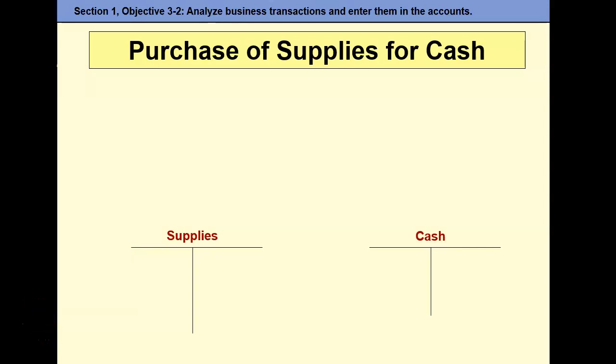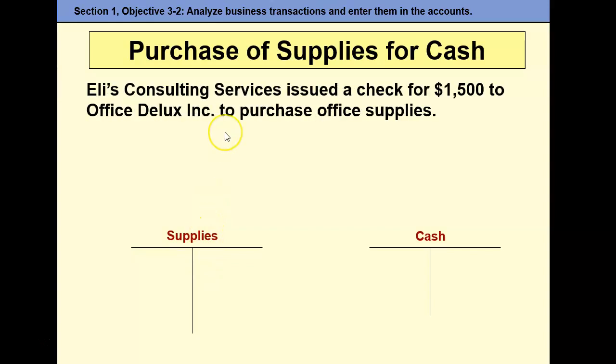Let's continue using T accounts to record our different types of business transactions. For our next transaction, we purchase supplies for cash. Purchase supplies for cash in the amount of $1,500. So once again, you want to identify the accounts involved in this transaction, which are your supplies account and your cash account.